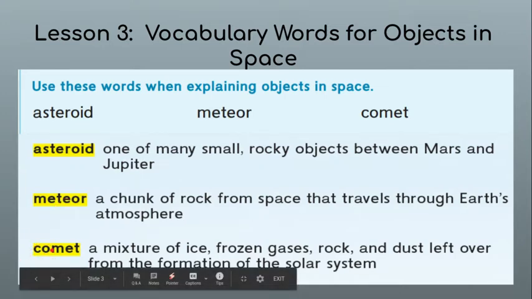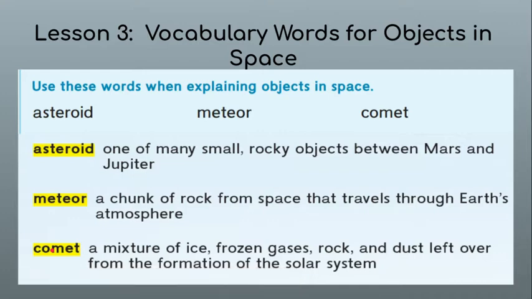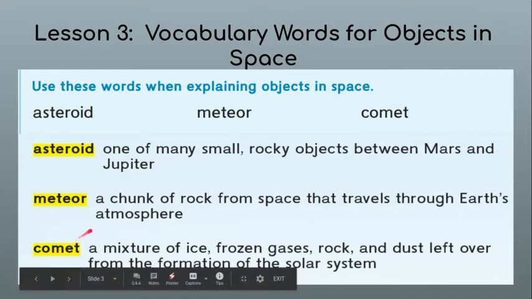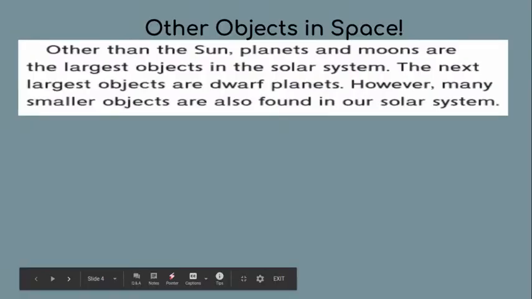And the next object and vocabulary word is comet. And the definition for comet is a mixture of ice, frozen gases, rock, and dust left over from the formation of the solar system. So we're going to be talking about meteors and comets today. Okay? All right, so other objects in space.